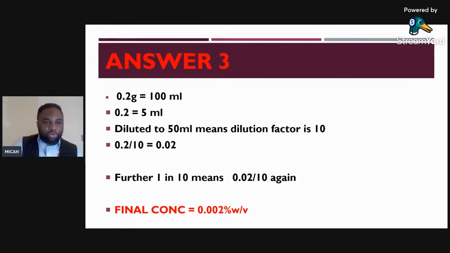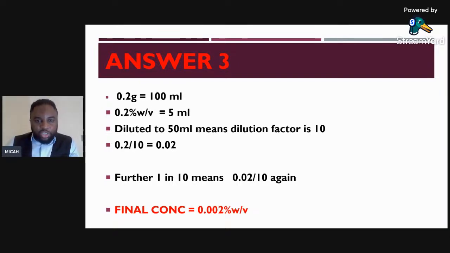So 0.2 grams in 100 ml. That 5 ml also has a concentration of 0.2. That's what that means. So 0.2% weight per volume is the concentration of the 5 ml. So the concentration is still the same for the 5 ml solution.